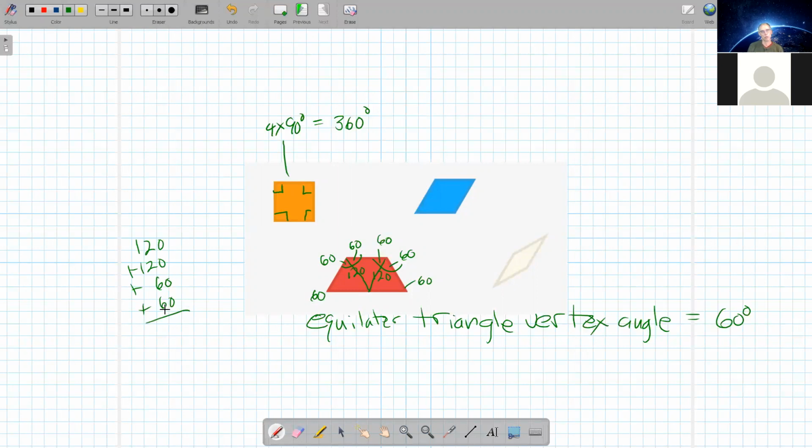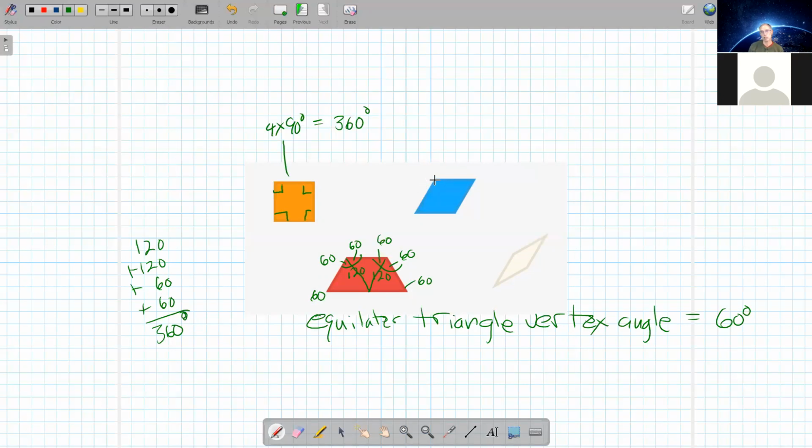what do I get? Well, 60 and 60 is another 120. 120 and 120 is 240. Another 120 is 360. So I get another 360. So far, the 3 quadrilaterals I looked at, I'm getting 360 degrees. That's supposed to be a degree symbol.